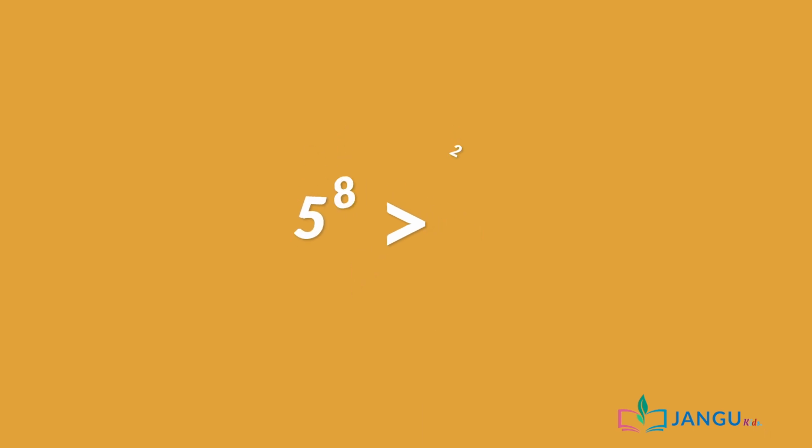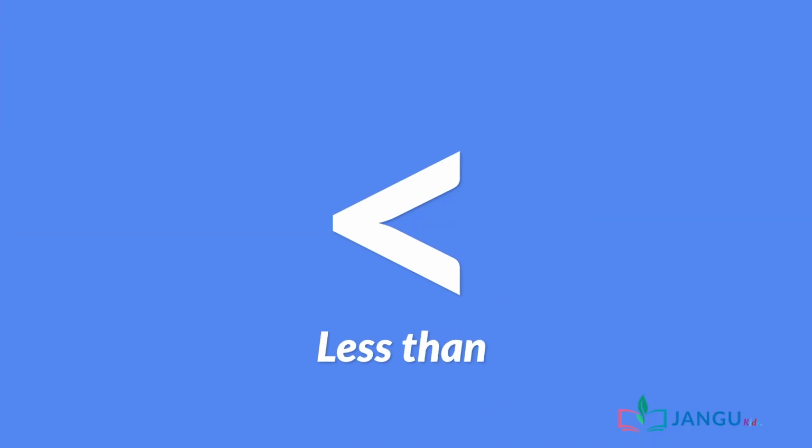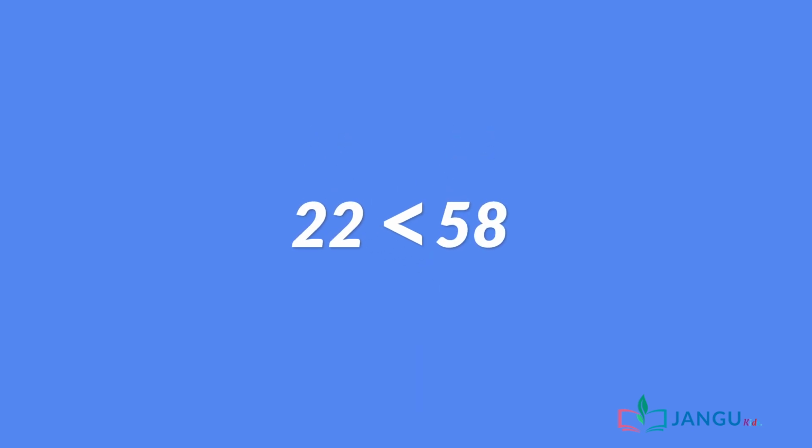For example, the mathematical expression on your screen means that 58 is higher than 22. The less than sign is used to show that the number or mathematical expression on the left is smaller or lower than the one on the right. Example, the mathematical expression on your screen means that 22 is smaller than 58.